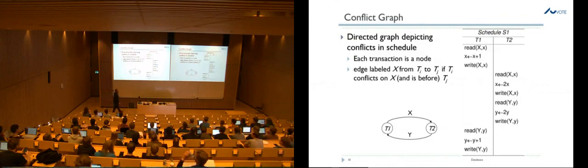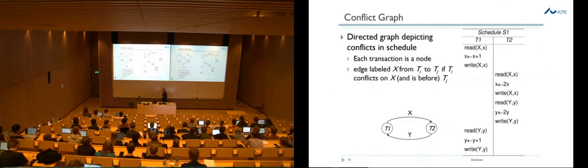When you have a cycle in the conflict graph, you know you have a problem. If your conflict graph has no cycle, it has no problem. So a schedule that creates a conflict graph that is acyclic, or without cycles, is a good one, a serializable schedule. If it has a cycle in the conflict graph, it has a problem. So that's the rule.